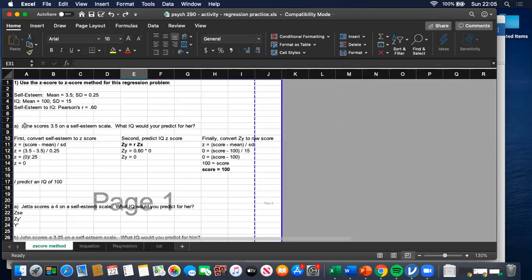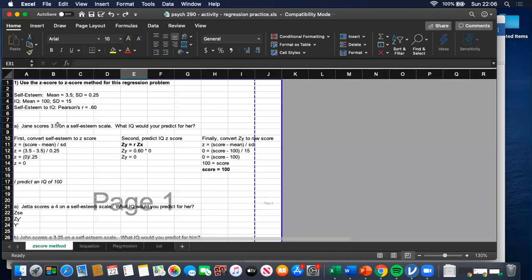So for question A, this is where it walks through the whole example for you. It says Jane scores 3.5 on the self-esteem scale. What IQ would you predict for her just based on the information we have up here? So this walks through what we would do. First, you need to convert the self-esteem raw score we have for Jane to a z-score. In this case, we know z is somebody's score minus the mean, divided by the standard deviation.